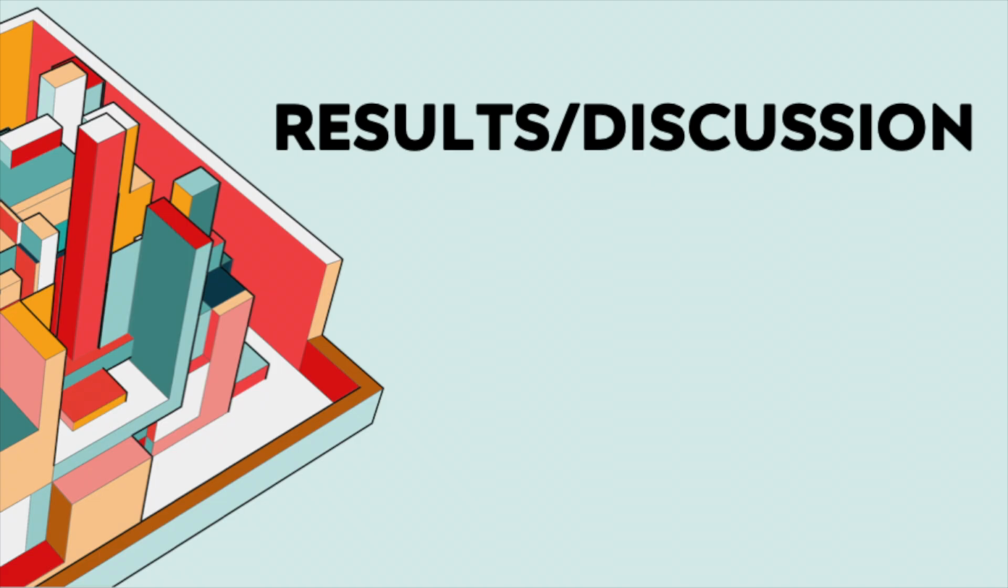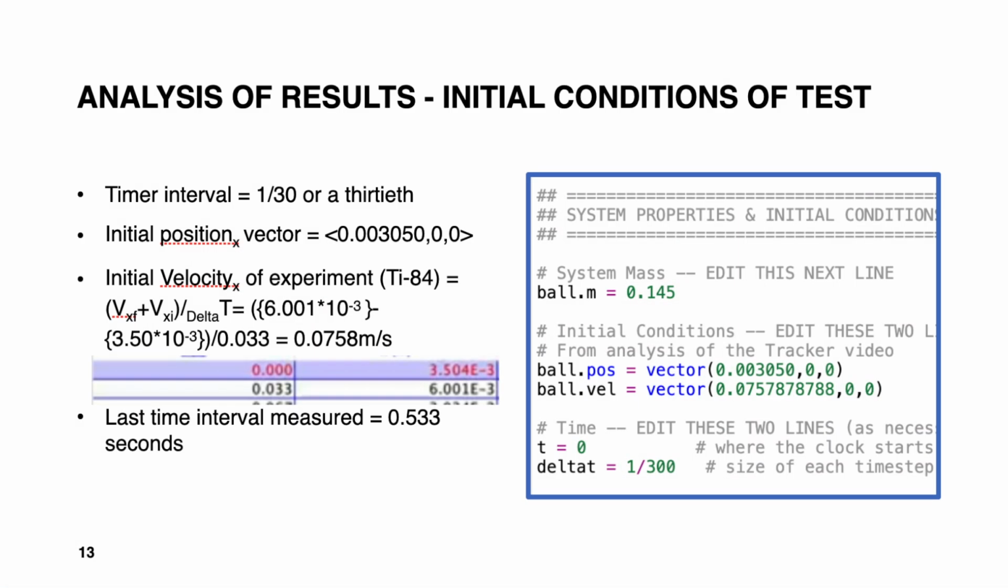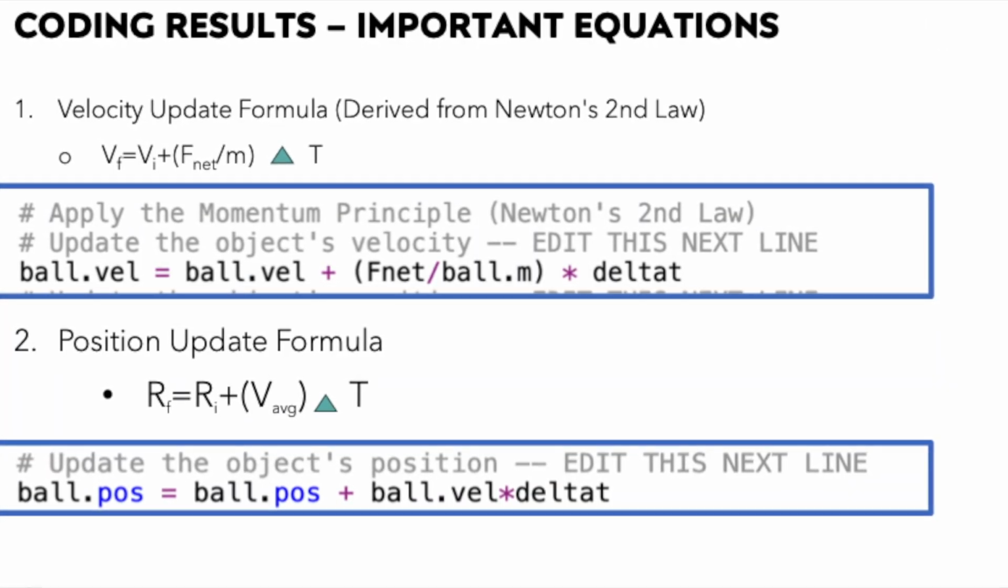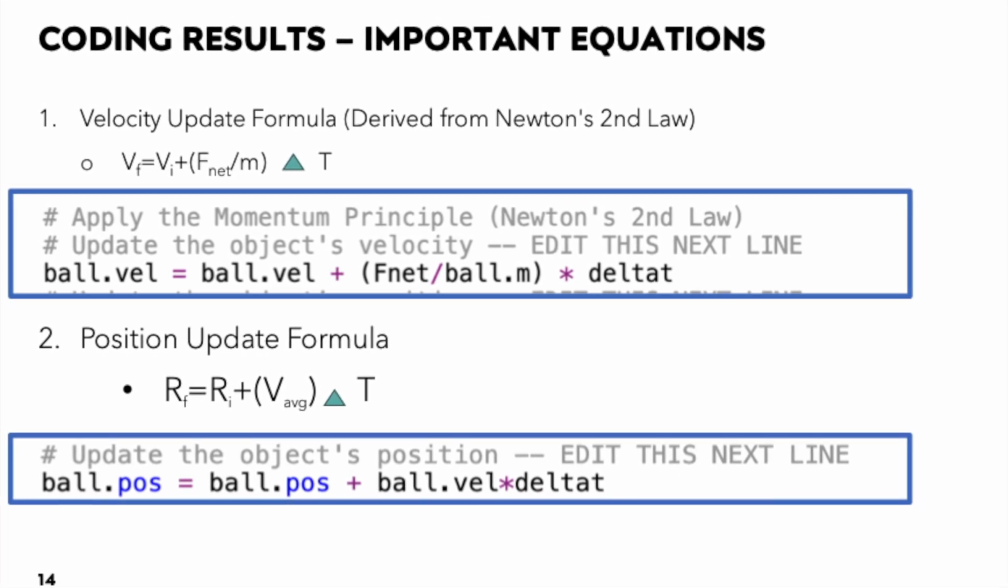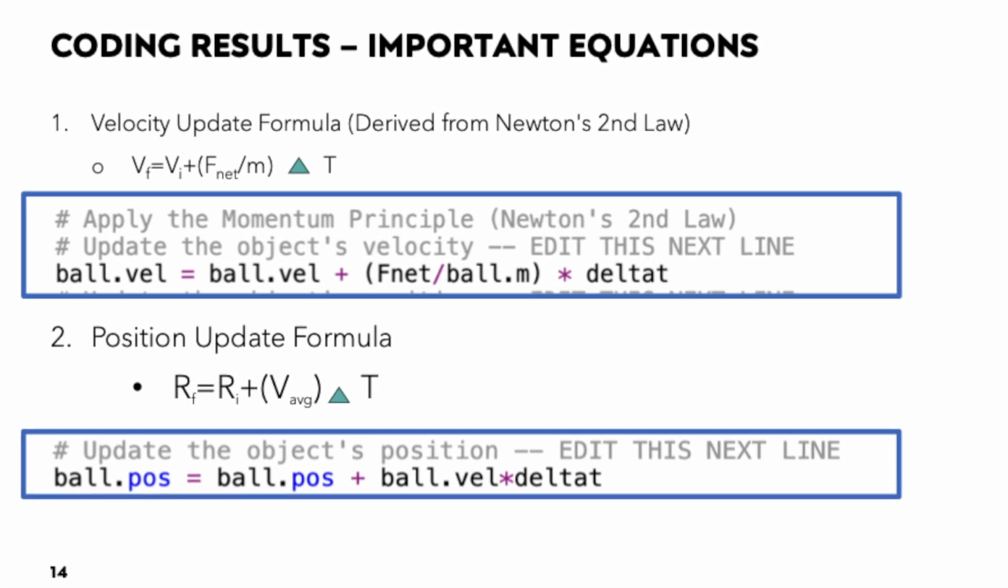Results and discussion questions. After uploading our video in Tracker, we have some initial values to examine. Please notice that on the left-hand side, initial velocity was calculated with a calculator, and is the average of our velocity final plus the velocity initial of the first time check. On the right-hand side is all of our initial values plugged into GlowScript. Some important equations to remember for GlowScript are the velocity update formula and the position update formula, both of which were covered earlier in our experiment.